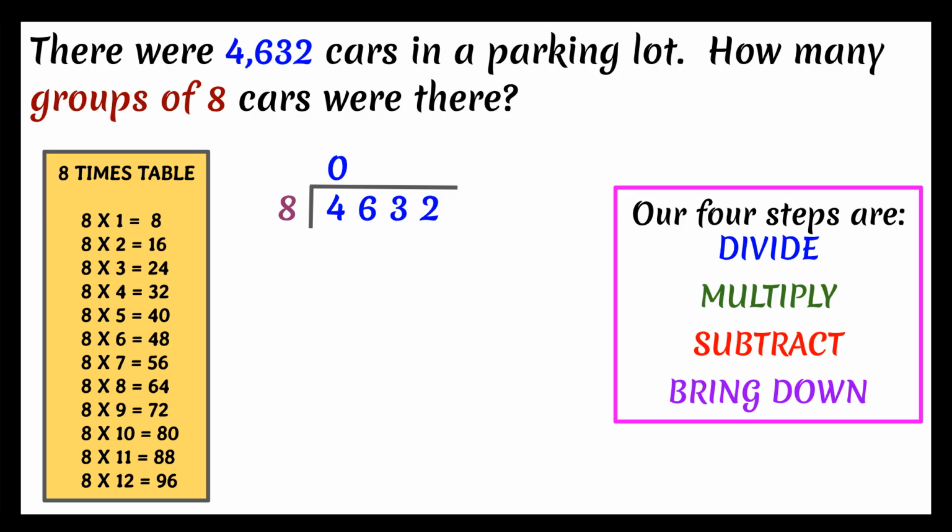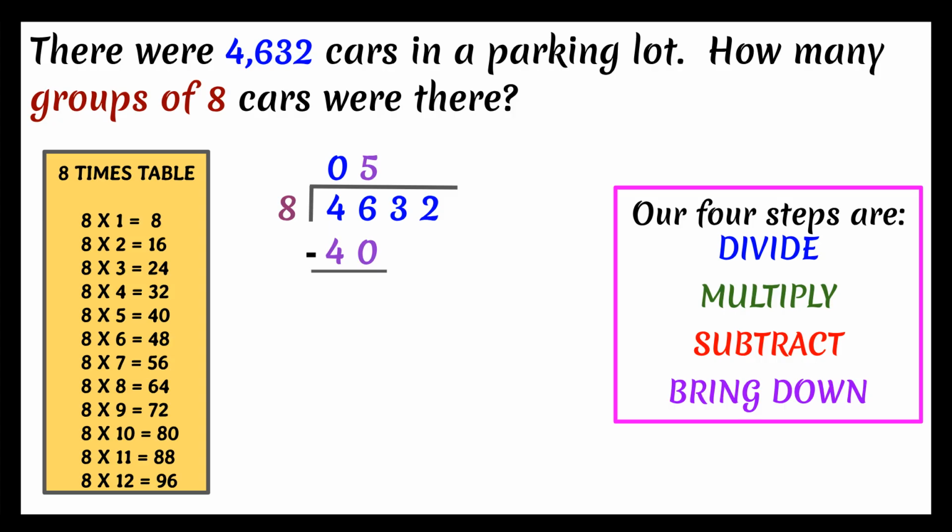Since we cannot get a group of 8 out of 4, we place a 0 over the 4 as a placeholder. Now let's look at the first 2 digits, 46. How many groups of 8 can we get out of 46? Looking at the 8 times table, we see that 8 times 5 is 40, which is the closest without going over. So we place a 5 over the 6.